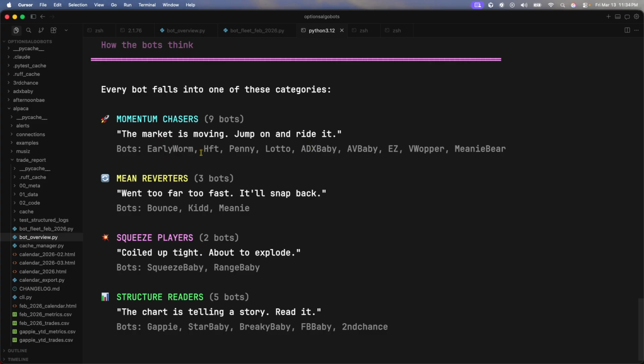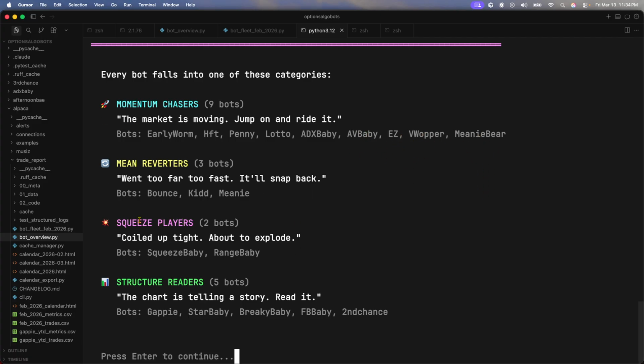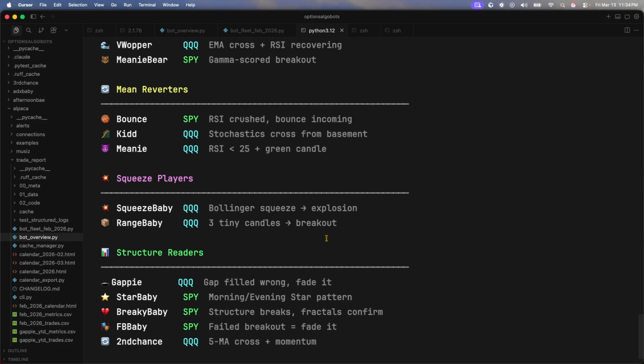And these bots are Early Worm, HFT, Penny, Lotto, ADX Baby, AV, Easy Reader, VWhopper, and Mini Bear. And we have Squeeze Play bots, coiled up tight, and it's about to explode. These are Squeeze Baby and then Range Baby. And then we also have structural bots, right? These are the bots where the chart is telling a story, and we're going to read it. We have Gappy, Star Baby, Breaky, FB Baby, which is the failed breakout, and our second chance bot.